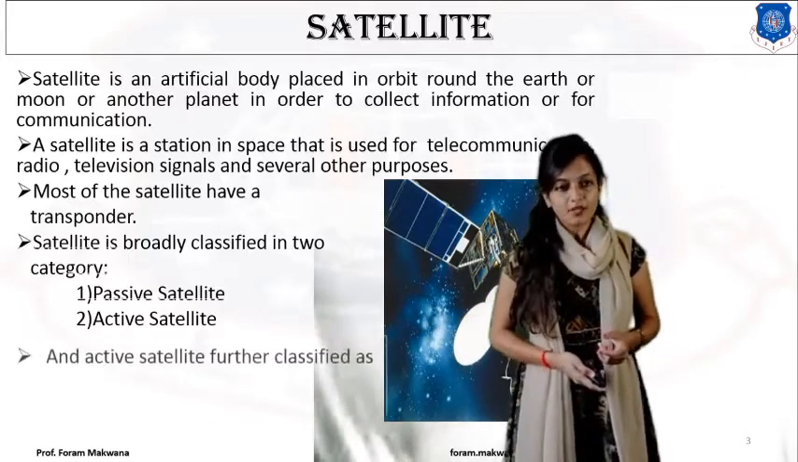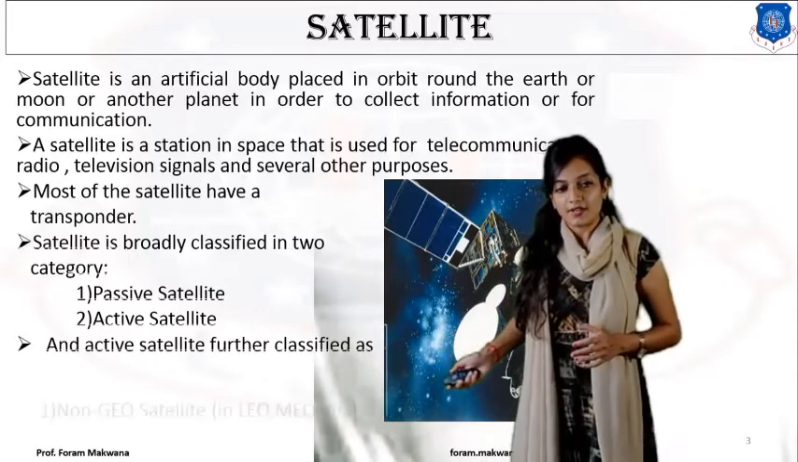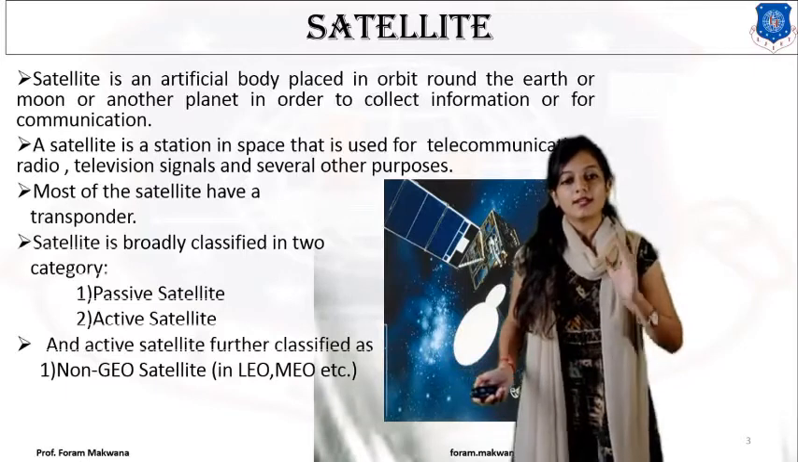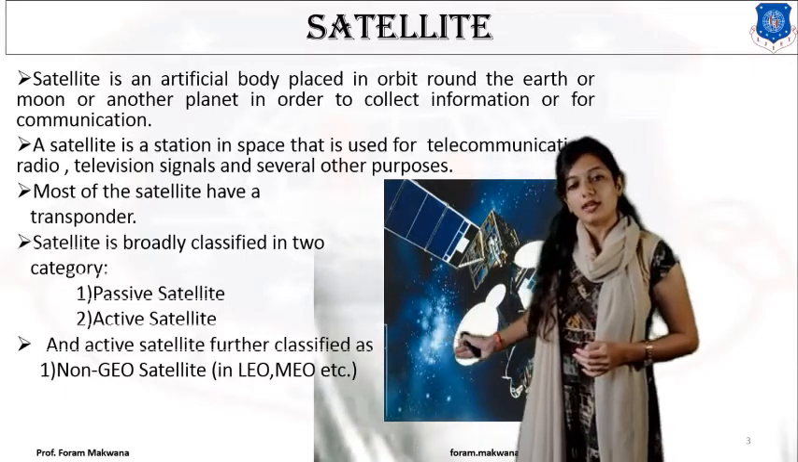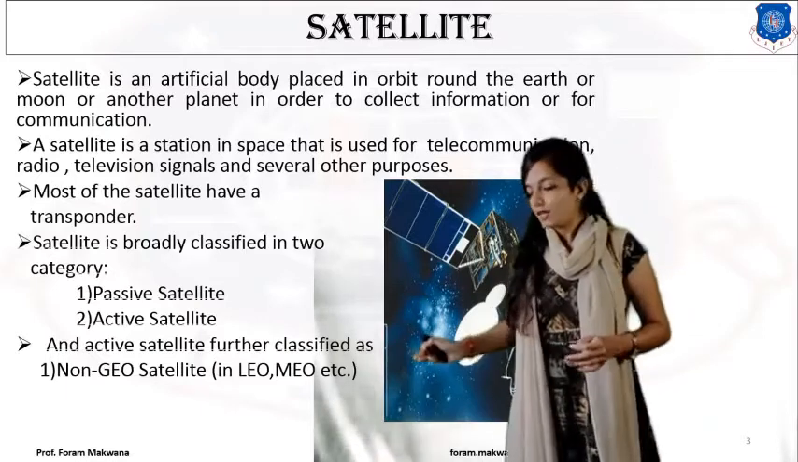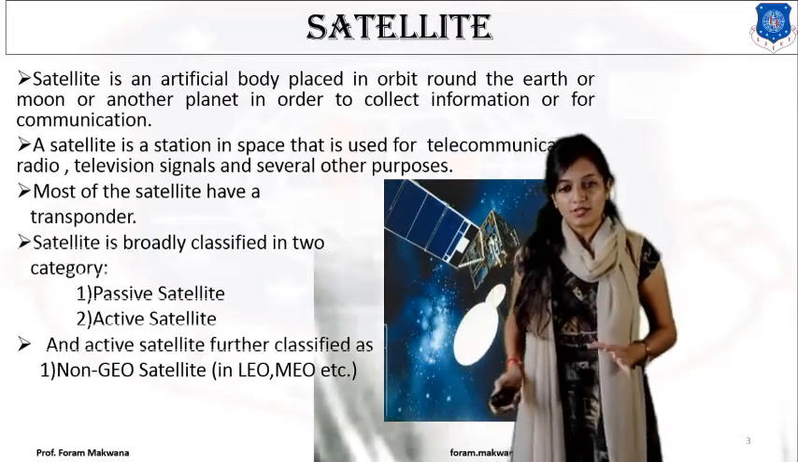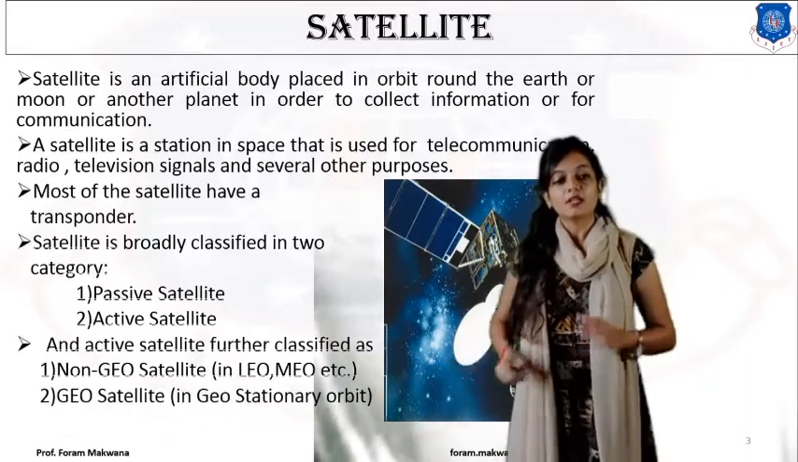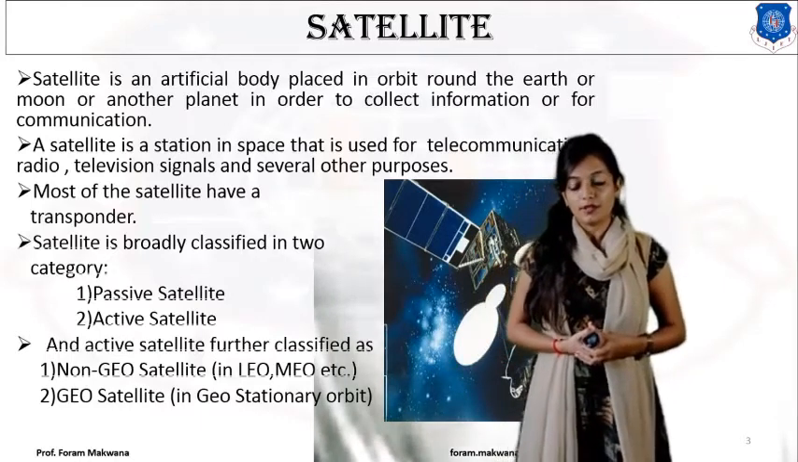Now the active satellite is further classified as the non-GEO satellite, that is, a satellite which can be in LEO or in MEO. What LEO and MEO are, we will discuss in the last topic of today's session. The second is the GEO satellite, that means a Geostationary Earth Orbit satellite.